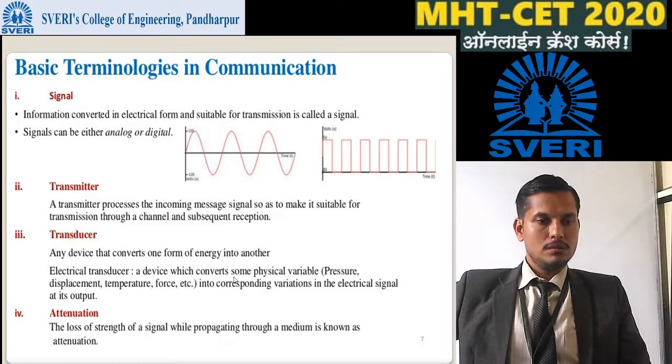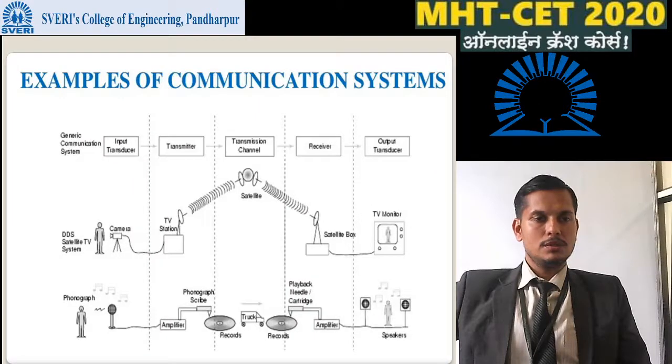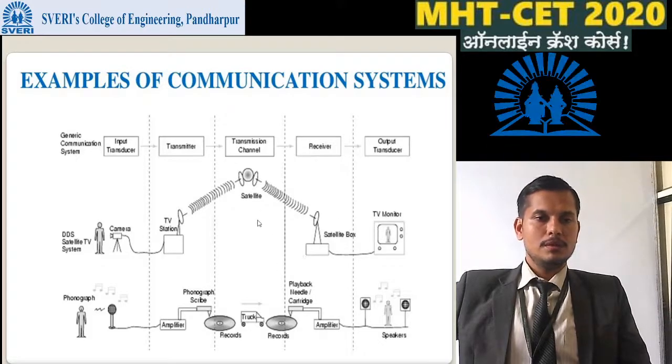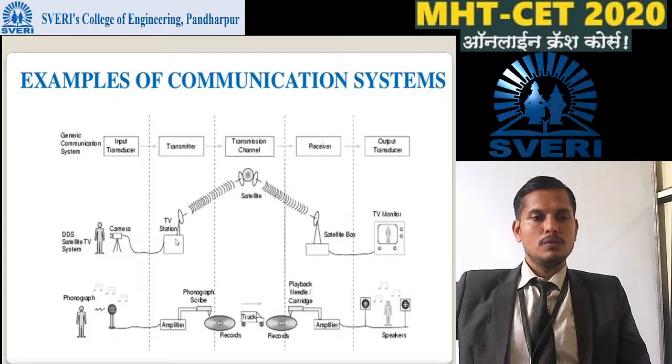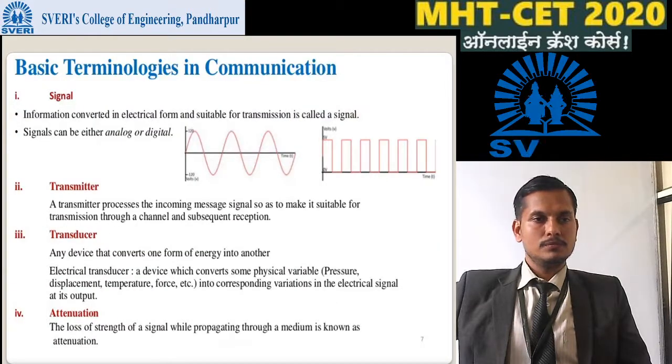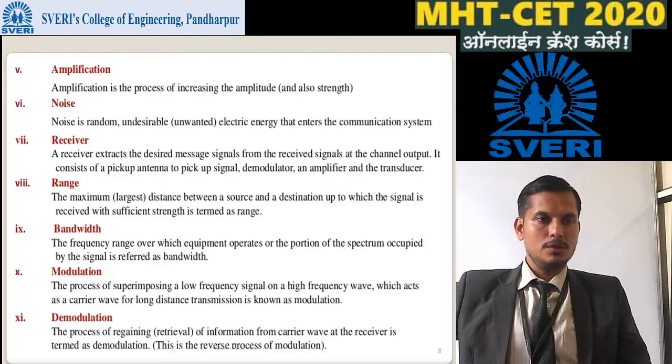Next term is attenuation. The loss of strength of a signal while propagating through a medium is known as attenuation. So when we are considering the communication system, we think that we are passing the signal from one point to another point easily, but it is not that simple. When we are passing the signal through a channel or medium, whether it is space, that is atmosphere, or cables, that is a material thing, losses are there for that signal, and due to that the quality of that signal gets changed. So depending on that, we are discussing this: the loss of strength of the signal while propagating through a medium is known as attenuation.